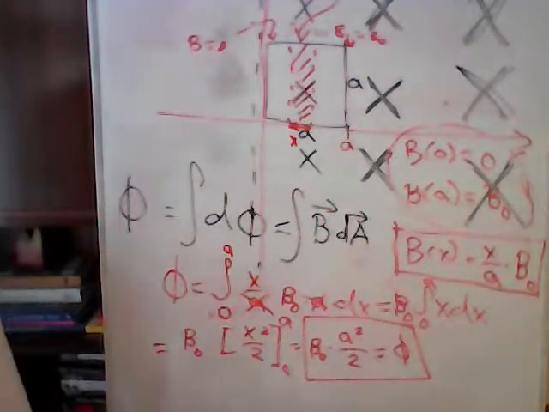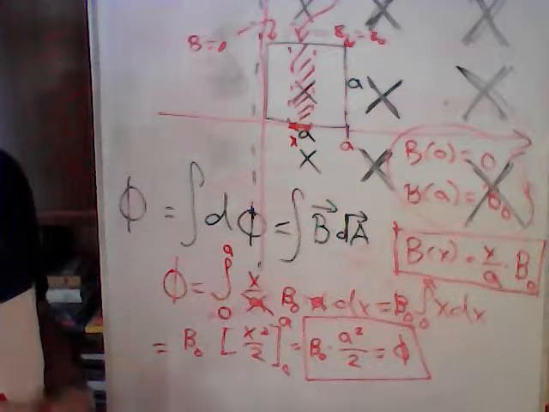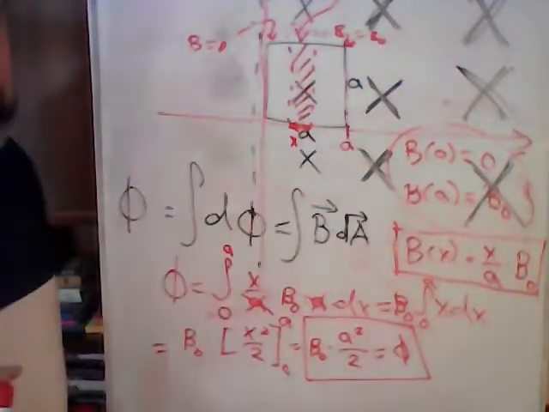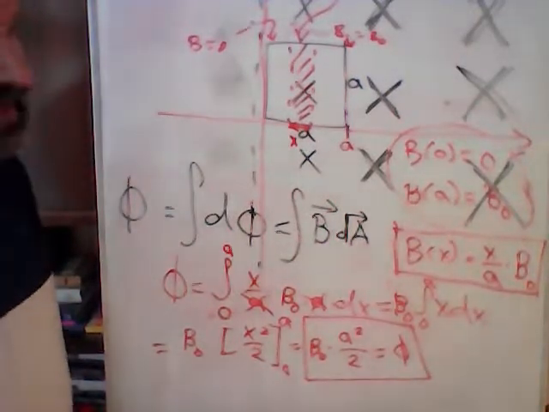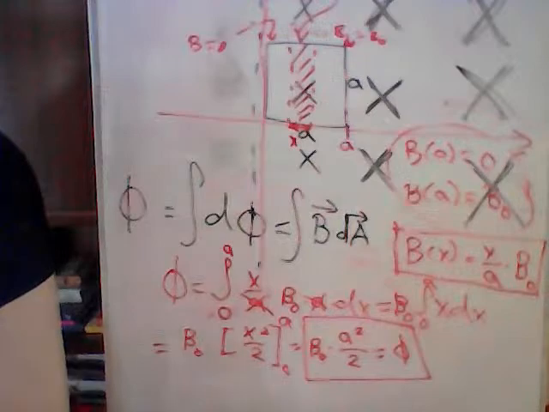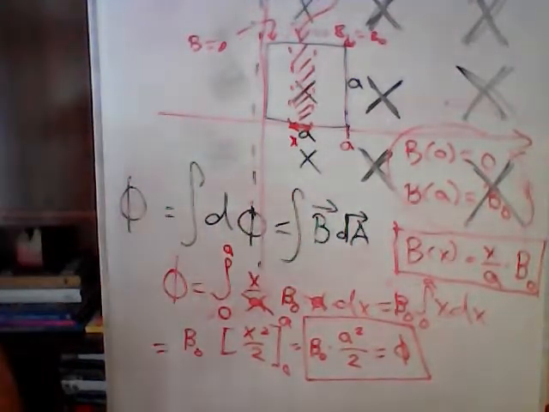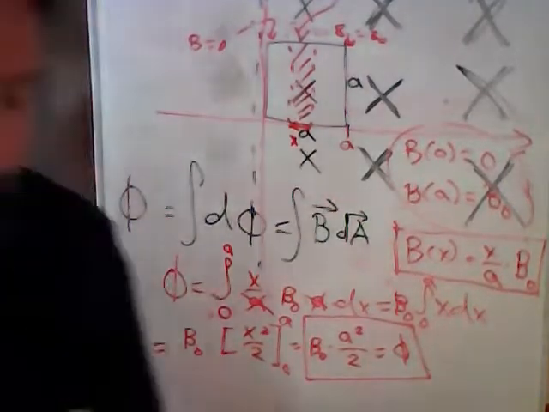Okay, so that's just an example of how to use that equation to find the flux given a varying function for the magnetic field, which could be anything. It could have some crazy exponential increase or a sine increase or whatever, but the basic idea would be the same for finding that.